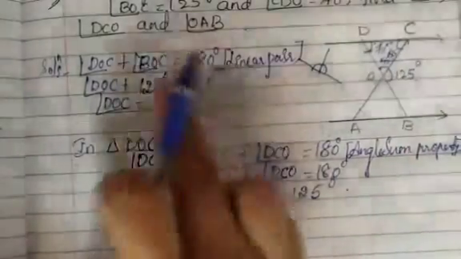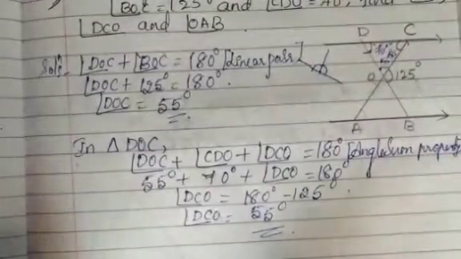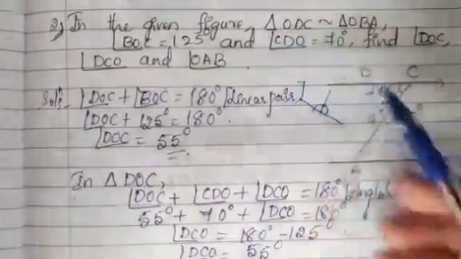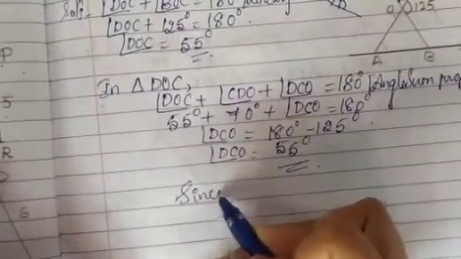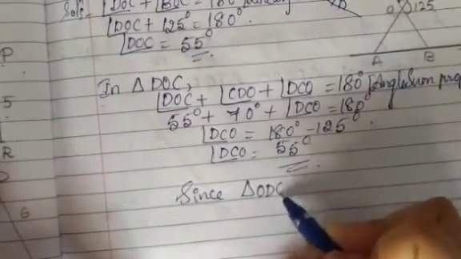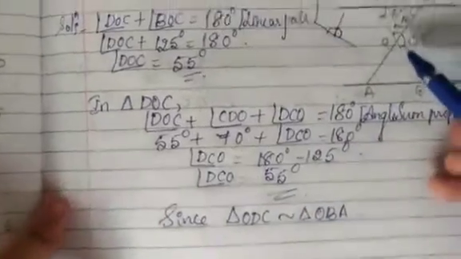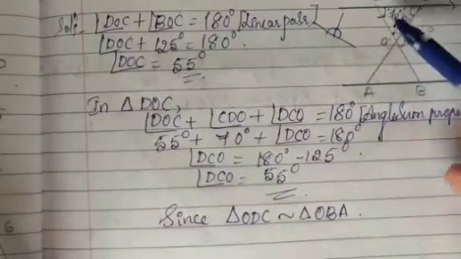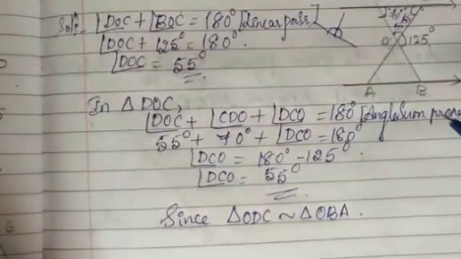So now what is remaining? I want to find out angle OAB here. For this one, a condition is given. Since they have given that triangle ODC is similar to triangle OBA, that means these two triangles are similar to each other. If these two triangles are similar, you know their corresponding angles are also equal.